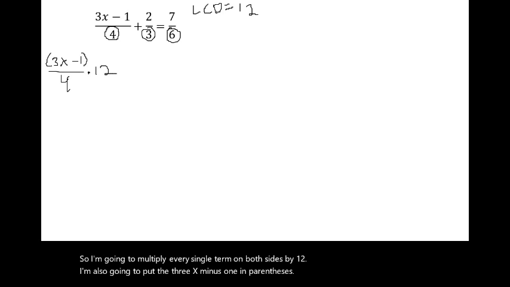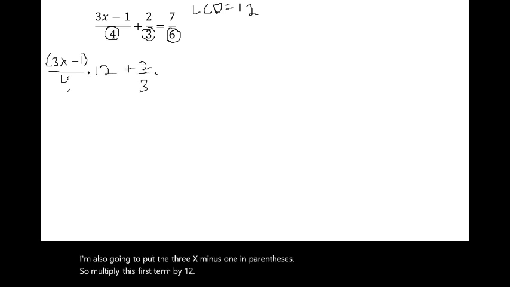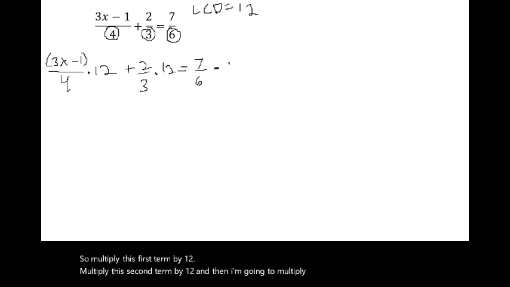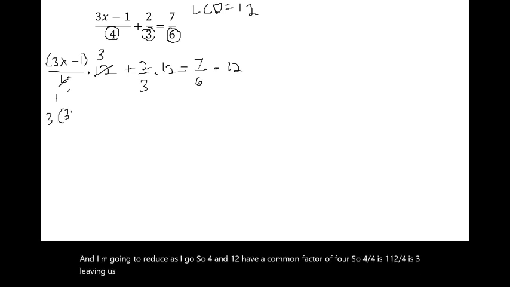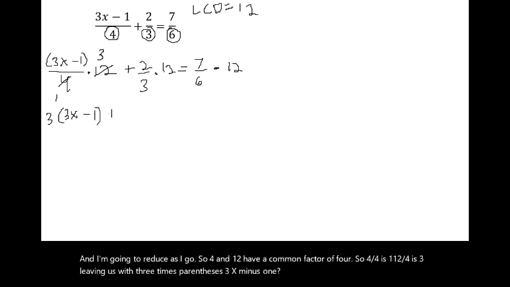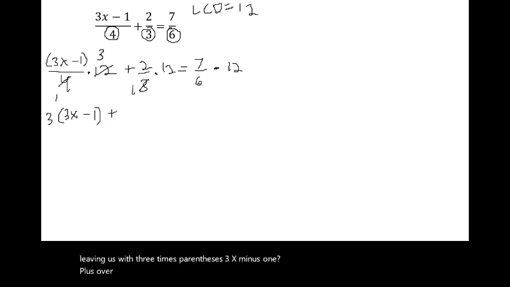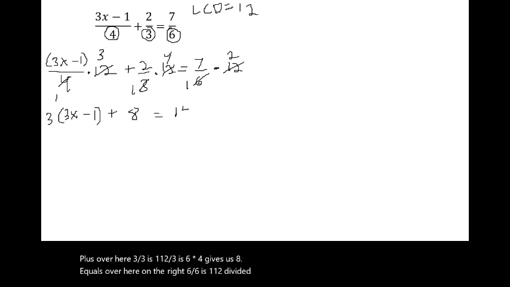So multiply this first term by 12, multiply this second term by 12, and then multiply the term on the right by 12. And I'm going to reduce as I go. So 4 and 12 have a common factor of 4, so 4 divided by 4 is 1, 12 divided by 4 is 3, leaving us with 3 times parentheses 3x minus 1. Plus, over here, 3 divided by 3 is 1, 12 divided by 3 is 4, 2 times 4 gives us 8. Equals, over here on the right, 6 divided by 6 is 1, 12 divided by 6 is 2, 7 times 2 is 14.